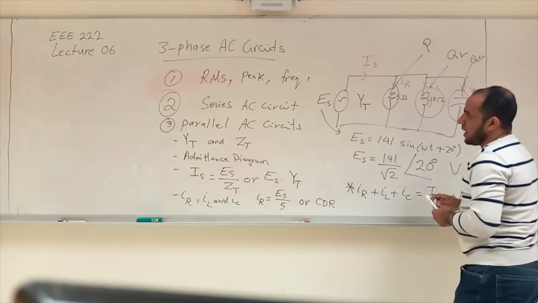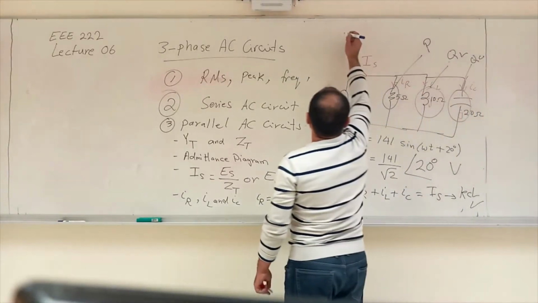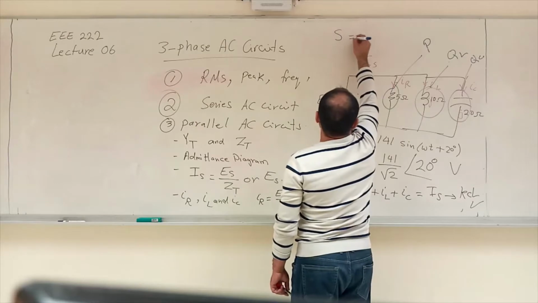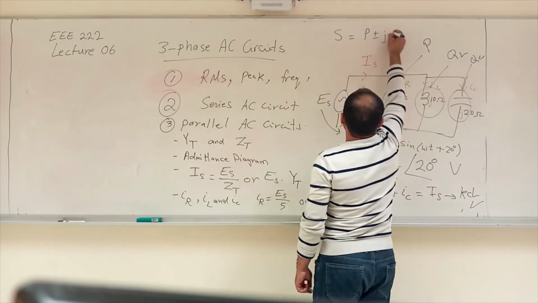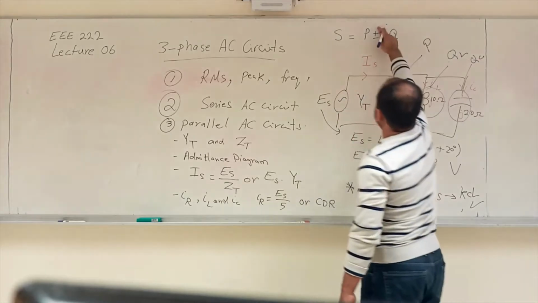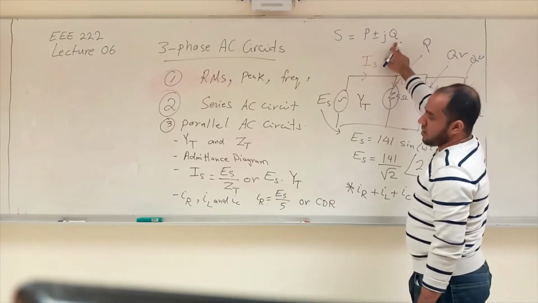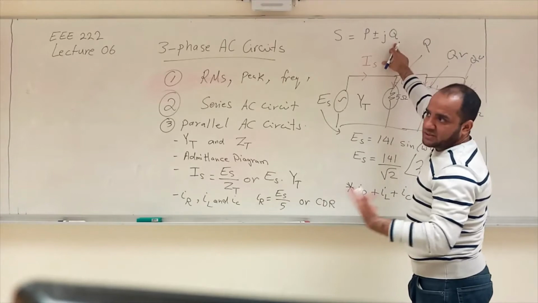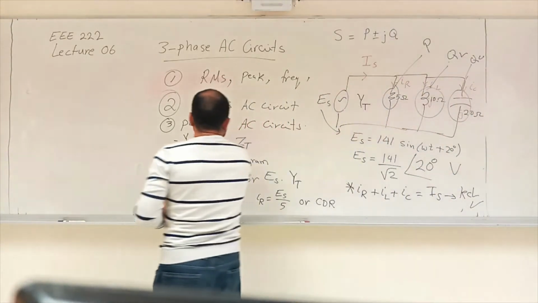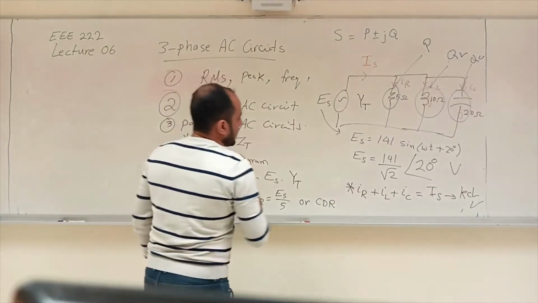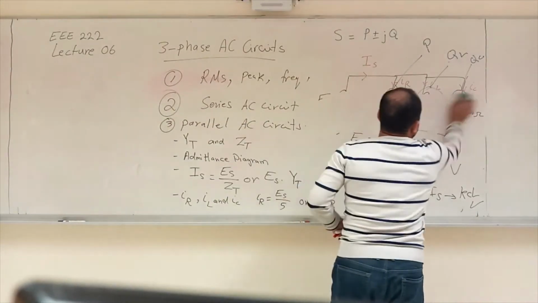If you add them up together, then you will get the apparent power S, right? And S is P plus or minus jQ. That plus or minus depends on whether you're talking about a total of QL or a total of QC, as we will see in number 4. So this is basically what we've done in parallel circuits, right?